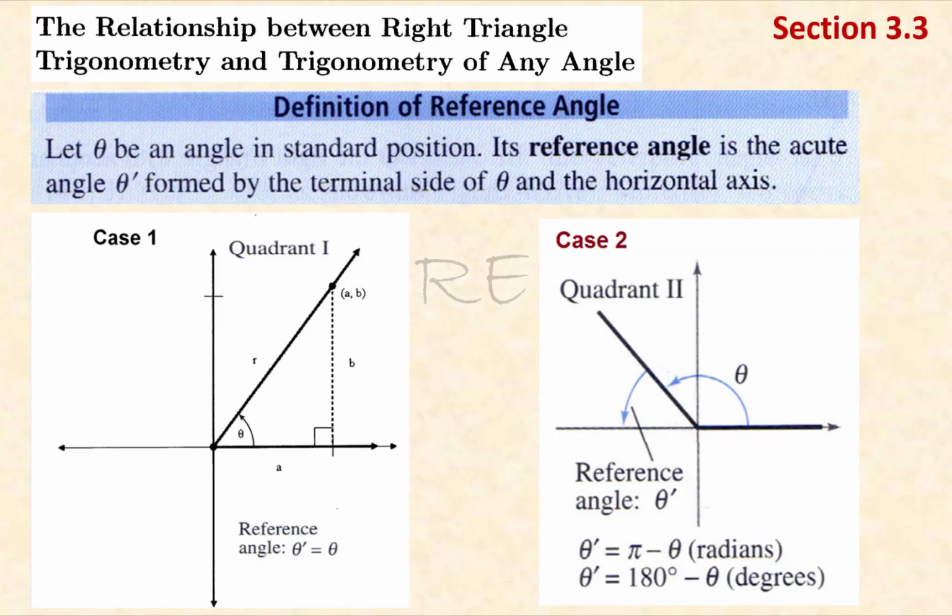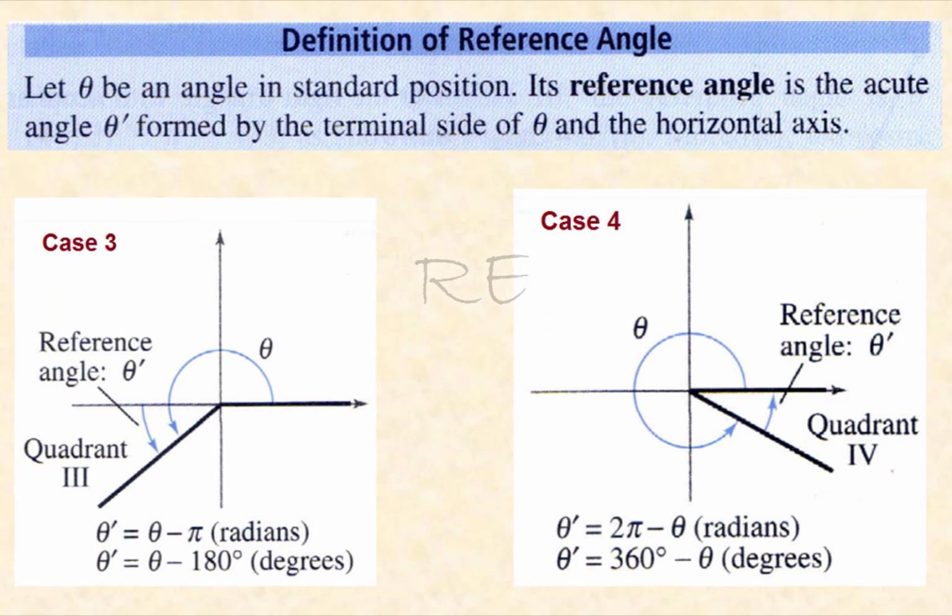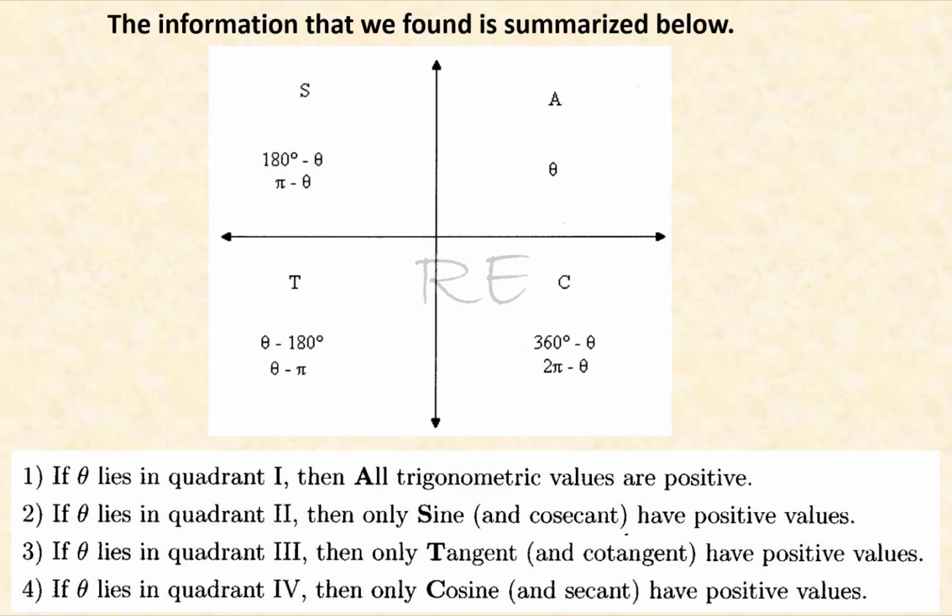A reference angle is the acute angle theta prime formed by the terminal side of theta and the horizontal axis. First quadrant, theta is equal to theta prime. Second quadrant, theta prime is equal to 180 minus theta. Third quadrant, the reference angle theta prime is equal to theta minus 180 degrees. Fourth quadrant, the reference angle theta prime is equal to 360 degrees minus theta.